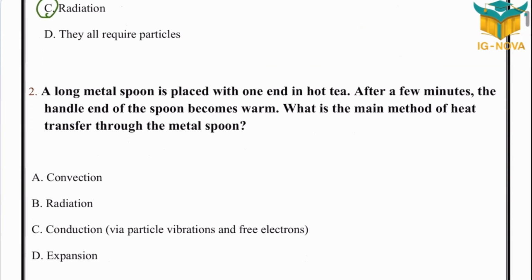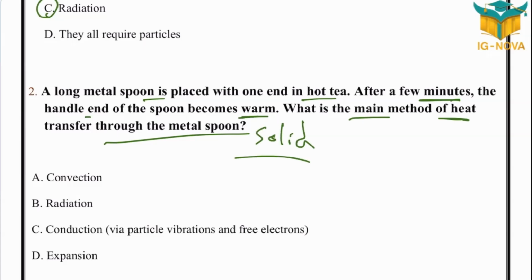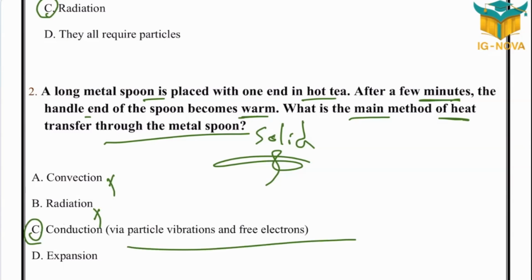Question 2. When a metal spoon is placed with one end in hot tea, after a few minutes the handle end of the spoon becomes warm. What is the main method of heat transfer through the metal spoon? The metal spoon is a solid, so it will be conduction, not convection, via particle vibration and free electron movement.